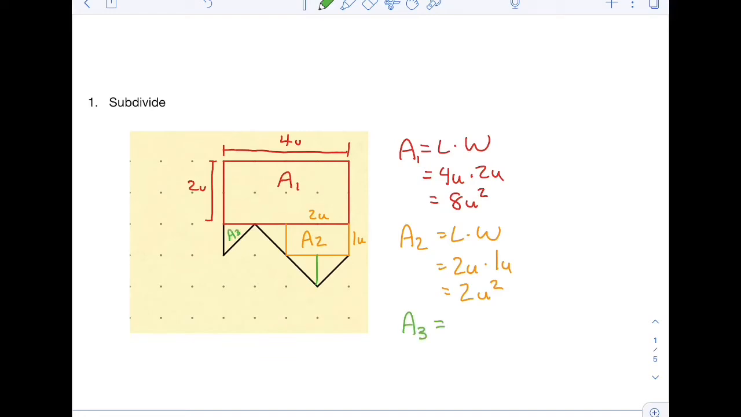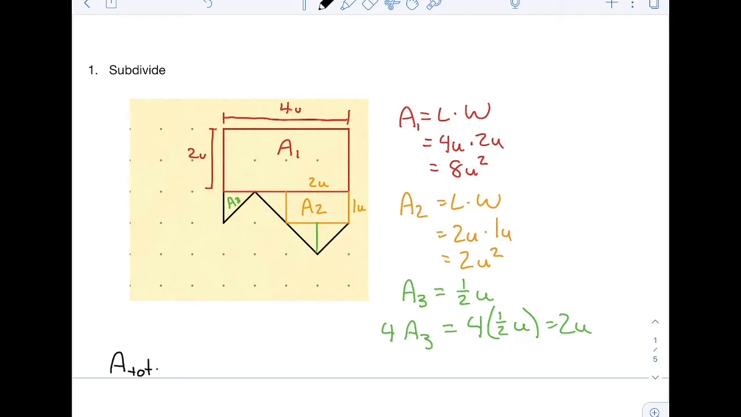The area of one of these triangles I can see is just half of a unit. It's half of a square, and I have 1, 2, 3, 4 of these units. So I add up half a square unit plus half a square unit is 1 square unit, and these form a second square unit. Now we have all of the information we need to find the total area. We'll add the area of each individual subshape together to get this total, which gives us 8 square units plus 2 square units.